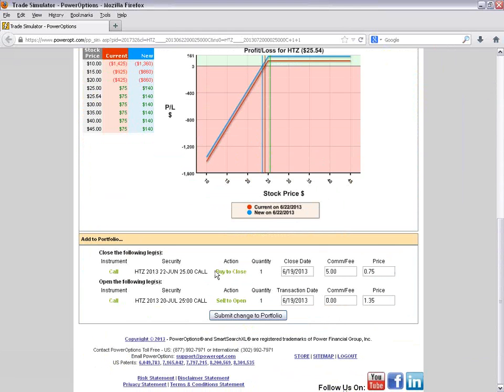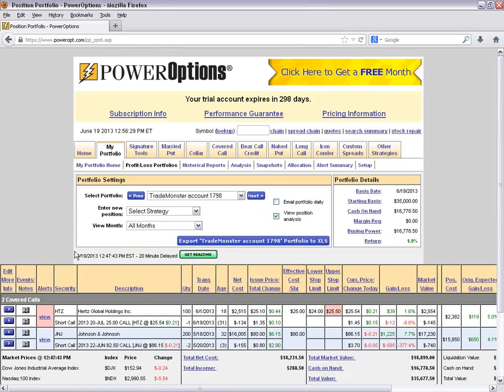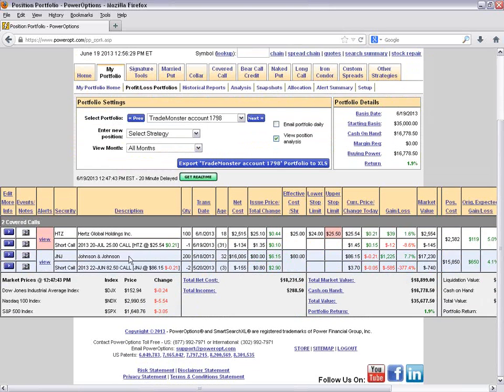So I'm going to buy to close my June 25 call for 75 cents. And we're going to sell to open the July 25 call for the natural bid at 1.35. It's going to cost me $5. Let's say that my broker charges me $5 to buy to close this call I already sold, but is only going to charge me $1.50 for the new one. Okay, so I'll just put that in. And then I'm going to submit change to portfolio down here at the bottom. That does all the legwork for me. I could do a manual roll. So let me just show this first. Sorry, getting ahead of myself.